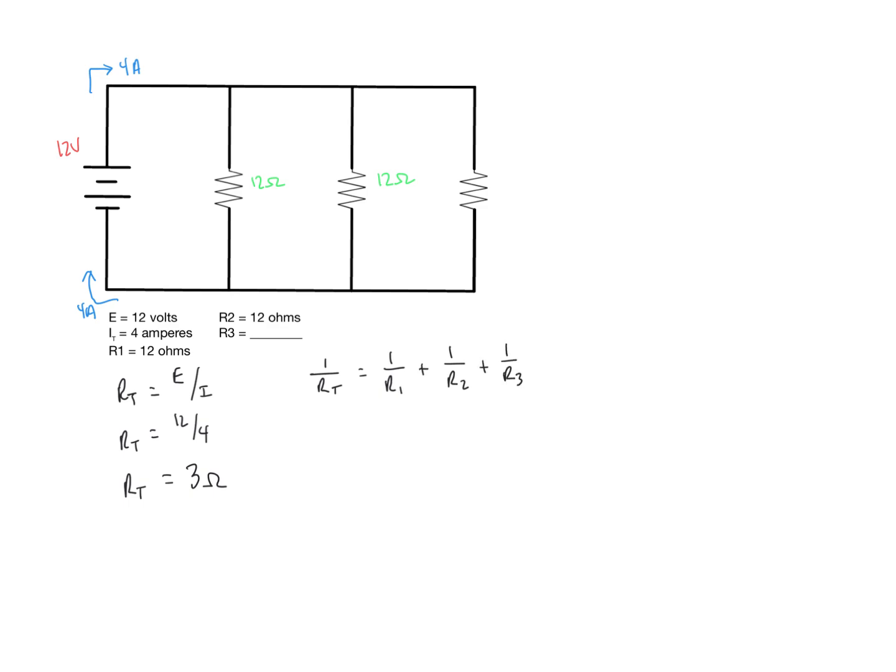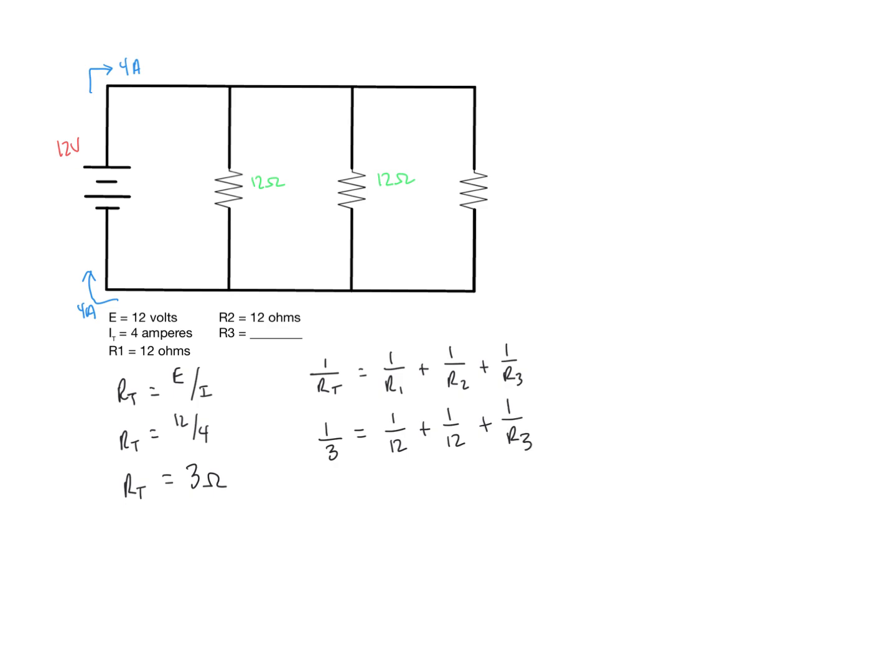And we can start plugging some things in here. So we know our total resistance is 3 in this case. We know that R1 is 12. We know that R2 is 12. And then again, we don't know what R3 is, and that's okay.